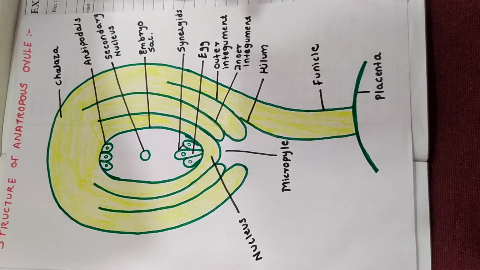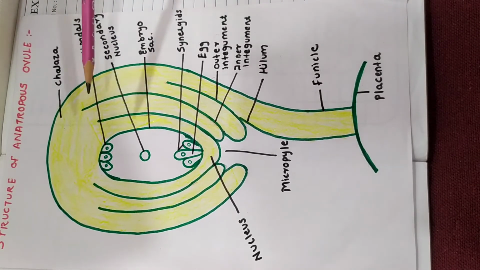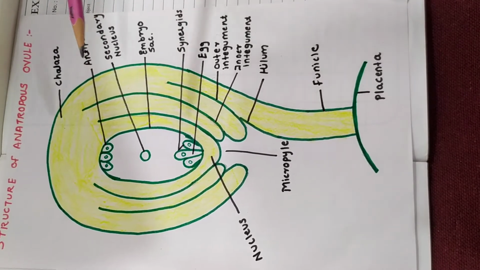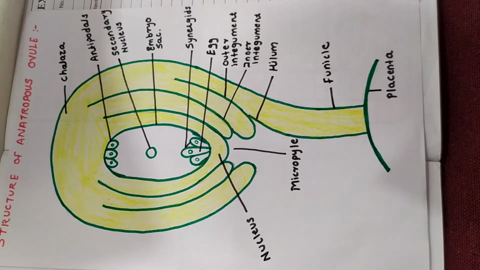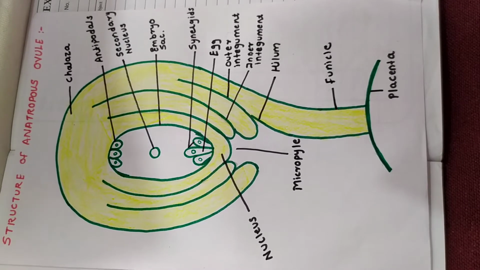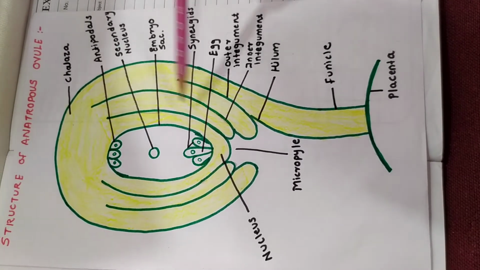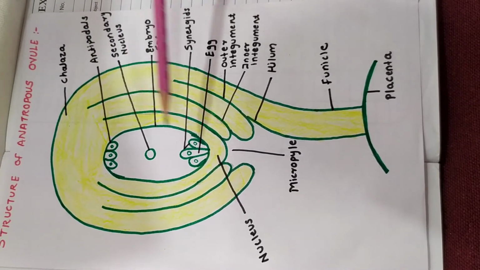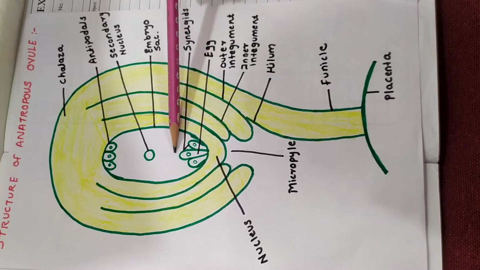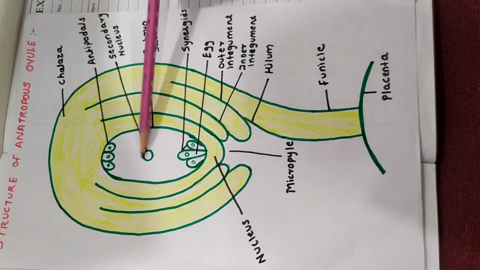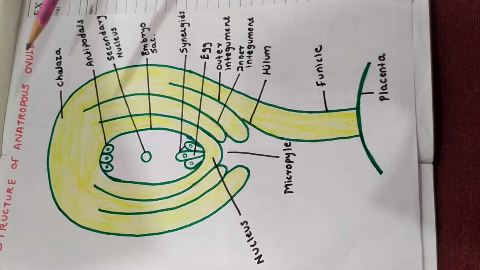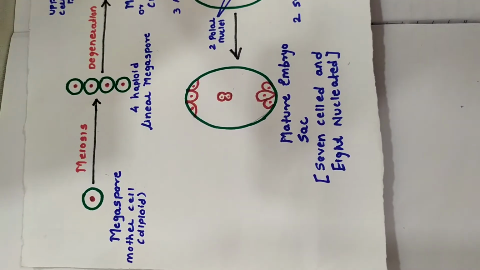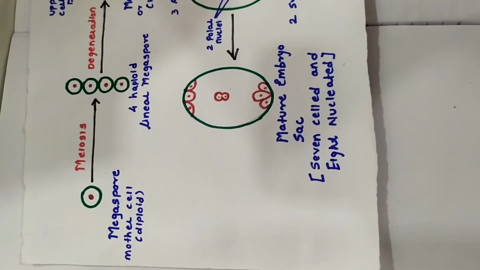Then the embryo sac. What is the embryo sac? The embryo sac is present inside the ovule. The embryo sac or female gametophyte is the oval multicellular structure embedded in the nucellus, and the structures inside the embryo sac are the antipodals, these are the synergids, this one is the egg cell, and this is the secondary nucleus, which we will discuss in detail in the development of the female gametophyte. Our next topic is the development of the female gametophyte.